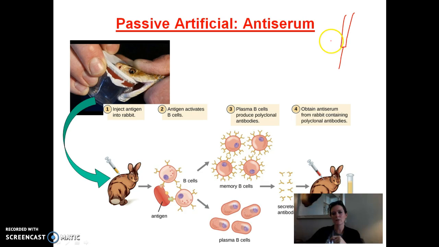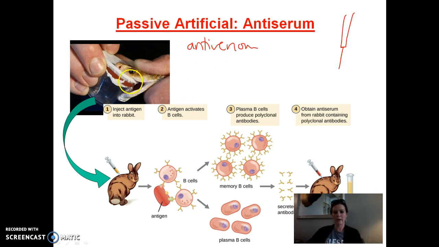In passive natural immunity, that was when we had the antibodies coming from the mom through the breast milk to the baby. Now we're going to talk about how we get antibodies from another source and inject them into a body when necessary. A great example of this is an antivenom, which is given to protect somebody who has been bitten by a snake. So let me show you how this would work.